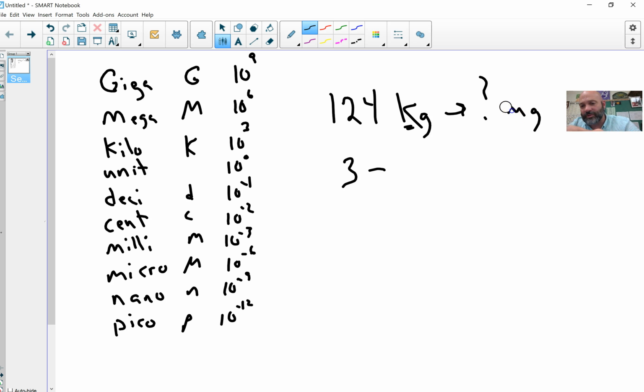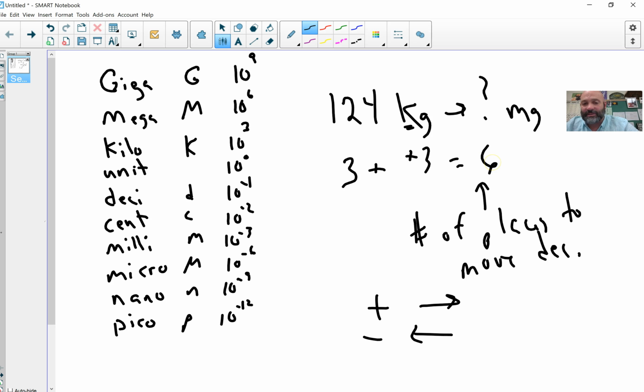The number I get here is the number of decimal places to move the decimal. If that number is positive, the decimal point goes right. If that number is negative, the decimal point goes left that number of places. So what we end up with here, we said we have 6 places to move it. So the decimal point is at the end of the 4. So our value is going to be 1, 2, 4, and I need to add 6 zeros. That's my value. So 124 kilograms is 124 million milligrams.